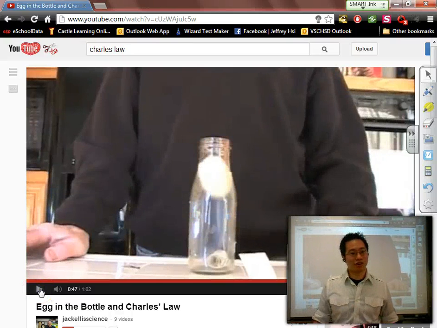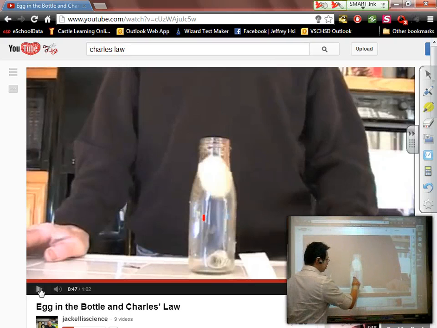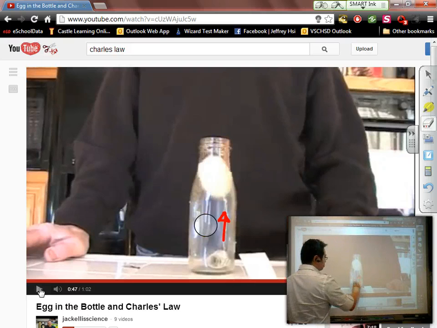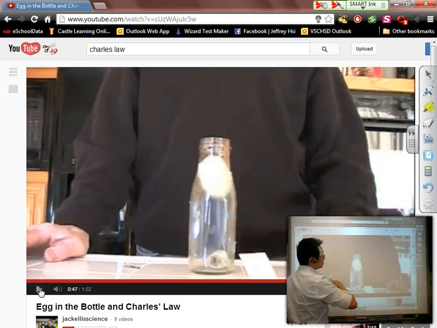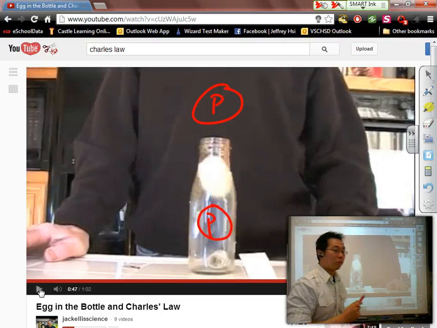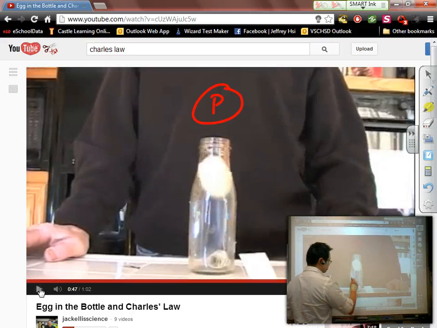So you guys saw right here the egg being sucked in. Why exactly did the egg just go in all of a sudden? Well, when the temperature was high, the pressure inside the bottle was very high. Okay? And the problem is that when you have high pressure here and the gas was escaping out, then you have the two pressures were equal. But as soon as the flame went out, the temperature decreased.